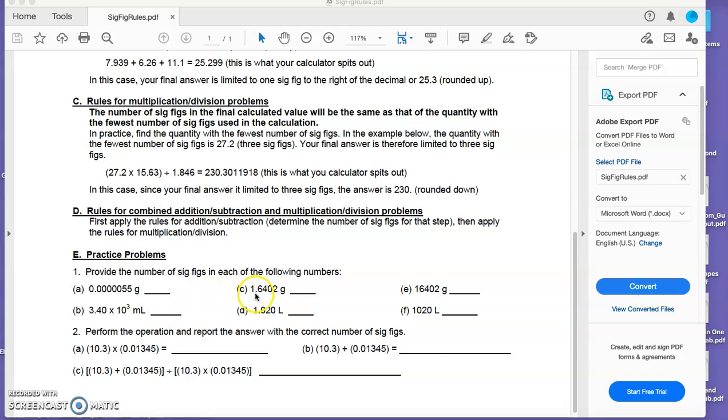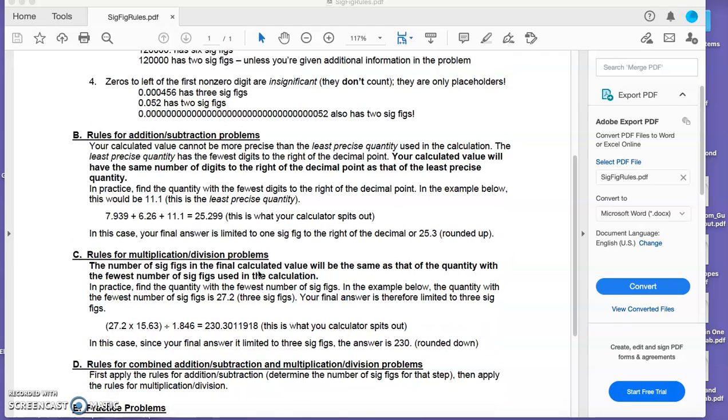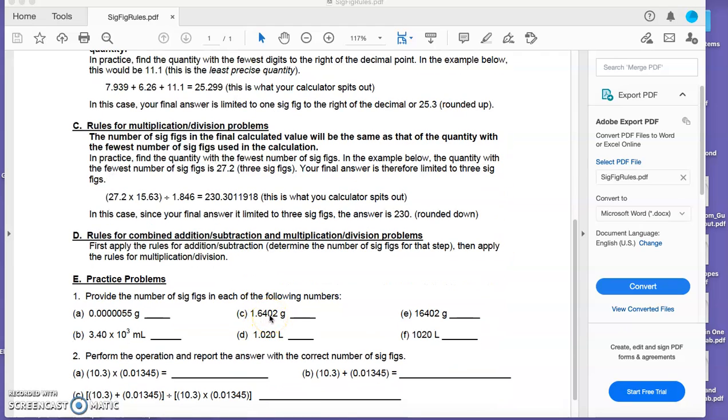Letter C, the 1, 6, 4, and 2 are all significant. What about the 0? Well, the 0 is between two non-zero digits. It's sandwiched in. So that means that the 0 is significant. So the 1, the 6, the 4, and the 2 are 4, plus one more, 5 sig figs for C. Letter D, we have two situations. We have the 1 and the 2 for sure, but then we have the 0 that's sandwiched in, which counts. So that 0 is significant. Now this 0 at the end, it's a trailing 0, and there's a decimal, so that means the trailing 0 is significant. So all 4 of these are significant. So your answer is 4.